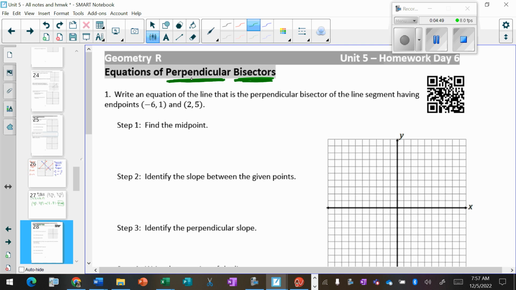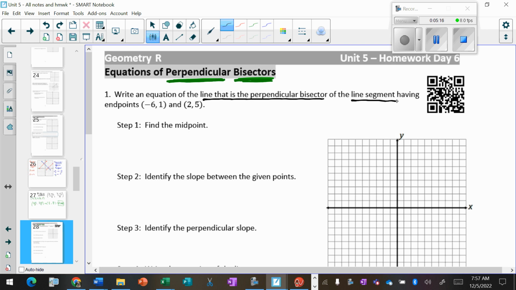All right, so to do this, we're going to write the equation of the line that's the perpendicular bisector of the line segment having endpoints at negative 6, 1 and 2, 5. Keep in mind, you cannot cut a line in half because it has no ends, so it has no middle. So we can take a line that's a perpendicular bisector, and we can cut the segment in half.